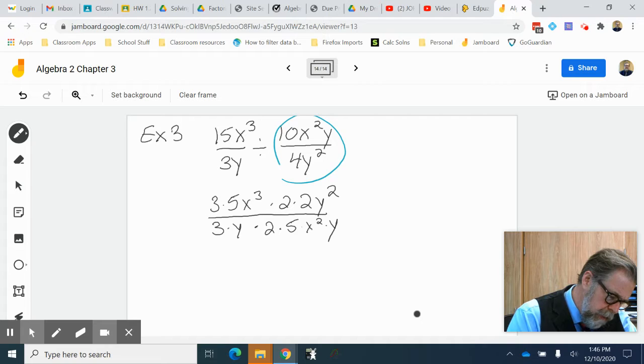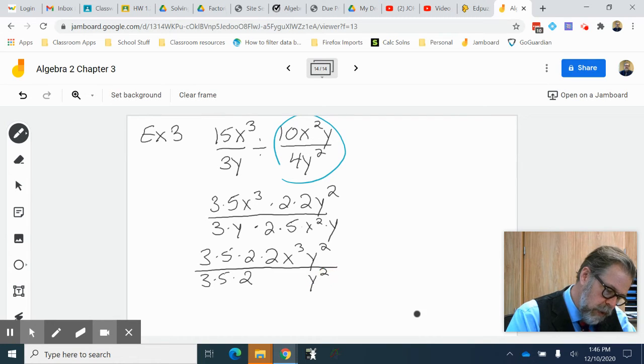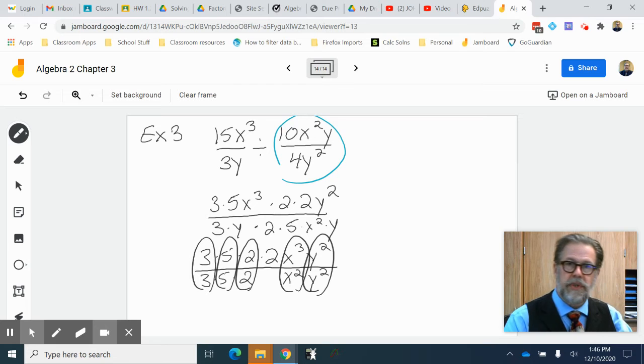I'm going to put the numbers 3, 5, 2, and 2 all out front. And I've got an x cubed and a y squared. And on the bottom, I've got a 3 and a 5 and a 2. Notice I changed the order a little bit there. And I've got y times y, which is y squared, and I've got an x squared. You'll notice that I chose to stack everything that was alike because this makes life so much easier.